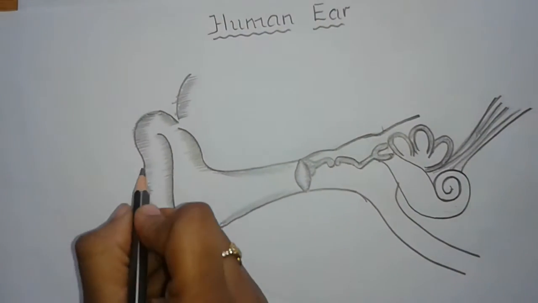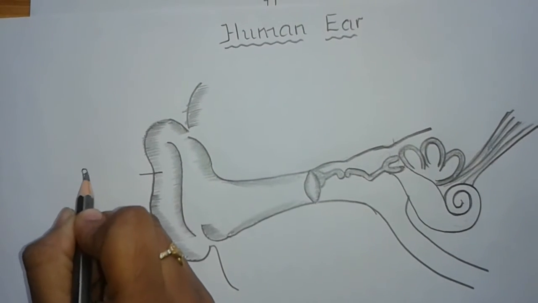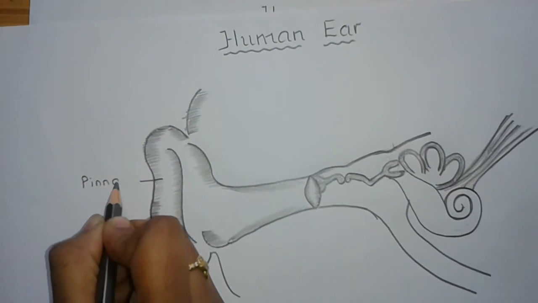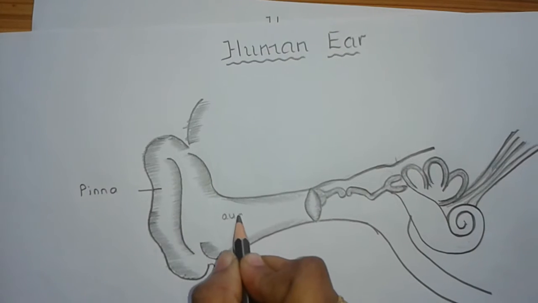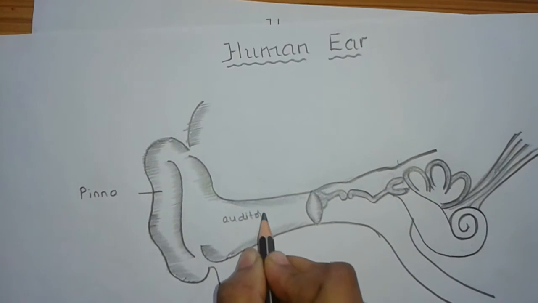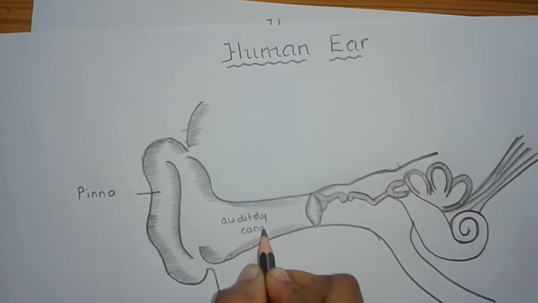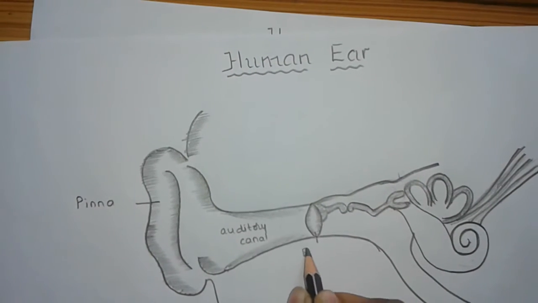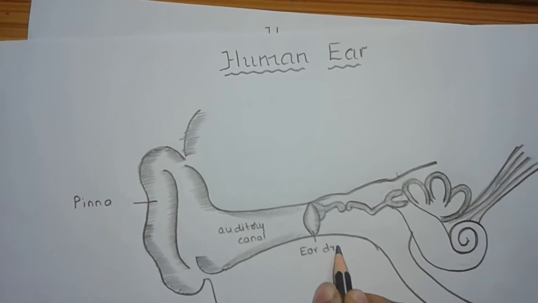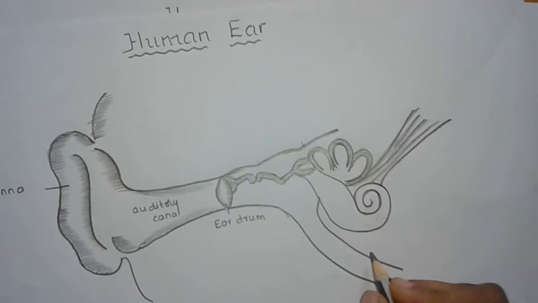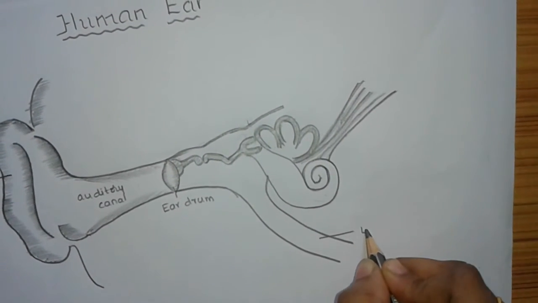Now let us label the parts. This is the pinna, auditory canal, eardrum or tympanum. This is the eustachian tube.